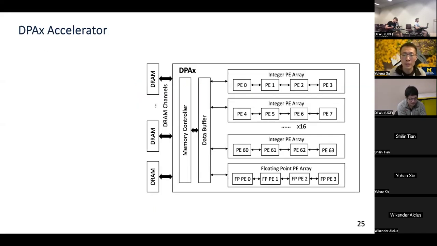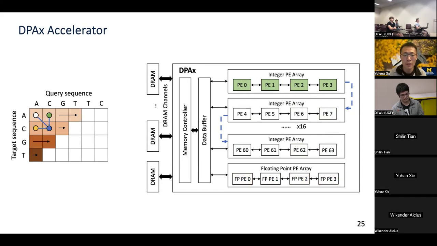So let's first look at the DPAx accelerator. It has a systolic array as the base architecture. There are 16 integer PE arrays and 1 floating point one to support the different precision requirements. The integer PE arrays could be concatenated to form a larger array to support the different dependency patterns of these algorithms. When we map a 2-dimensional DP table to the DPAx accelerator, we map each row to each PE.